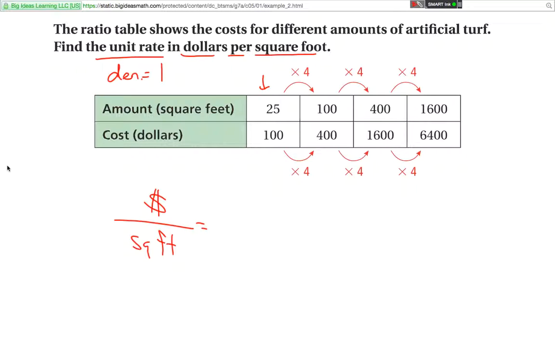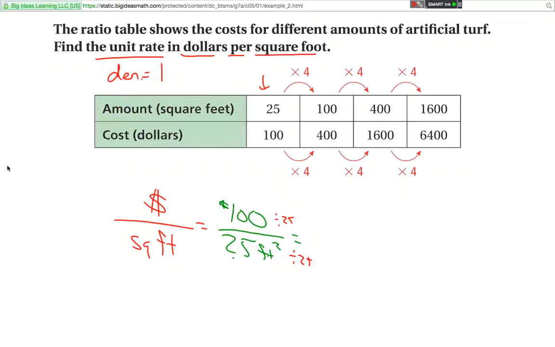So we're going to plug in for the amount of square feet, which is 25. We'll even do feet squared there. And the amount of money that's going to cost to do 25 square feet is going to cost, what, 100 bucks? According to the table? All right. Well, the question's asking us for the unit rate, which means we've got to get that denominator to 1. So how do you take this denominator and get it to 1? Well, you just divide it by itself.